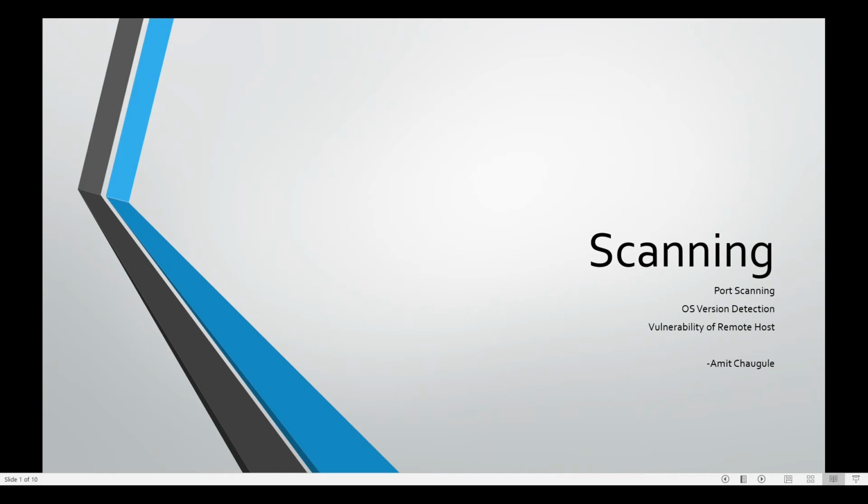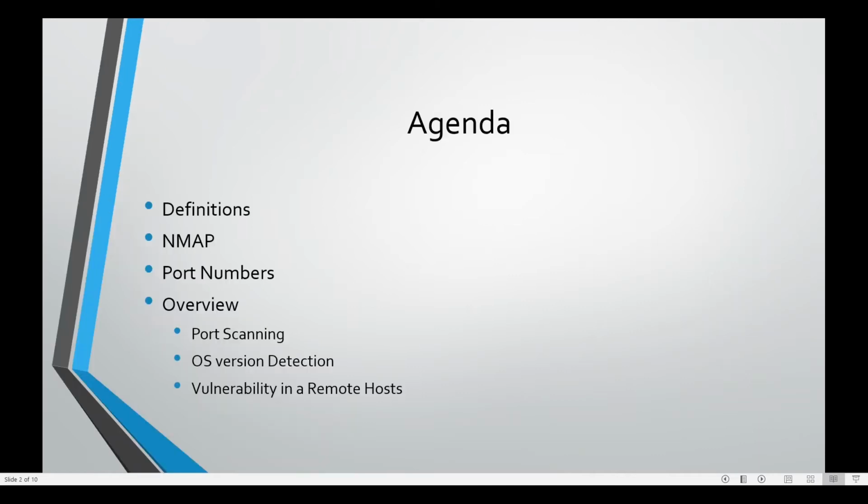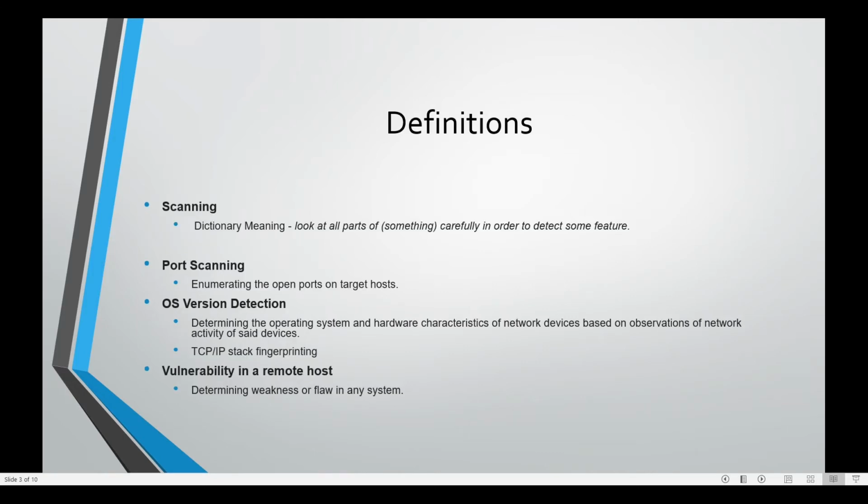Hello, my name is Amit Saugule, and today we are going to talk about scanning, and more specifically about port scanning, OS version detection, and finding vulnerability of remote host. We are going to discuss some definitions, then what is Nmap, what are port numbers, and an overview of the scanning part.